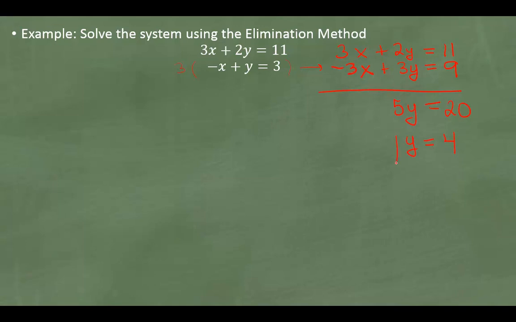Now that I know what y equals, I can go ahead and plug that into either one of these equations. I think it's easier to do it for this second one, so that's what I'm going to do. Negative x plus y, which is 4 now, is equal to 3. So that gives me that negative x, subtracting 4, gives me negative 1. So dividing by negative 1 gives me x is equal to 1. And that's my solution: 1, 4.